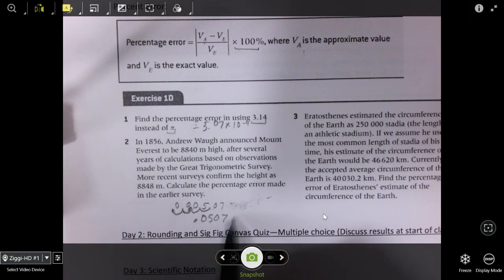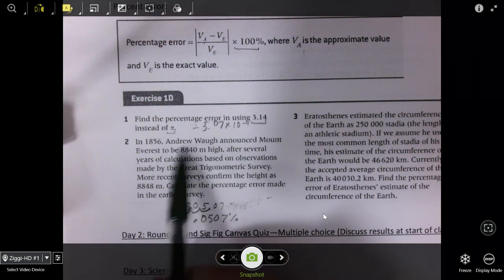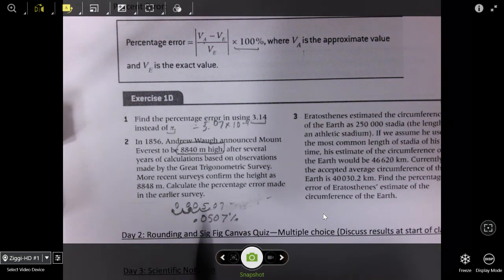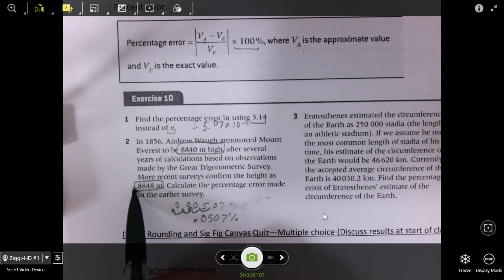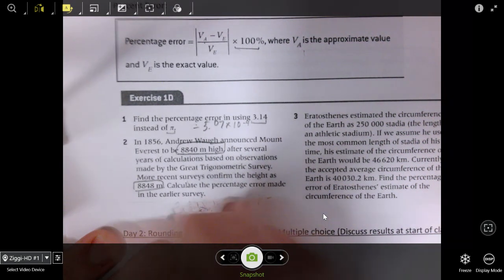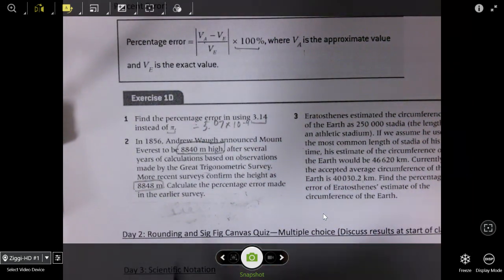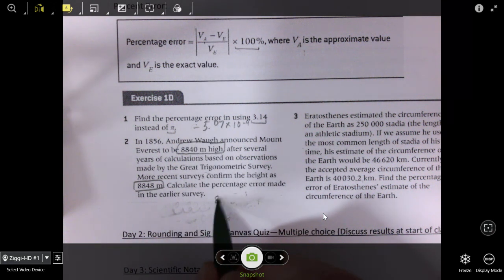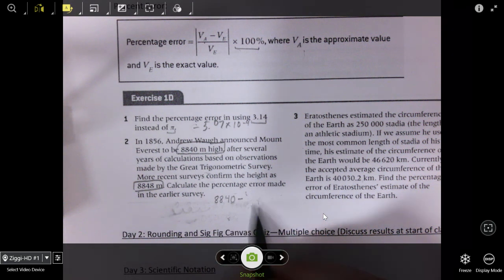Okay, the second one, Andrew Waugh announced Mount Everest to be 8840 meters high. After several years of calculations, more recent surveys confirmed the height as 8848. So the more recent surveys are more accurate. It's being implied in this problem. So we always subtract the approximate, which is what he declared, minus what they actually are, the exact amount, and we divide by the exact amount. That's the key, is what are you dividing by? You always want to divide by the exact amount.